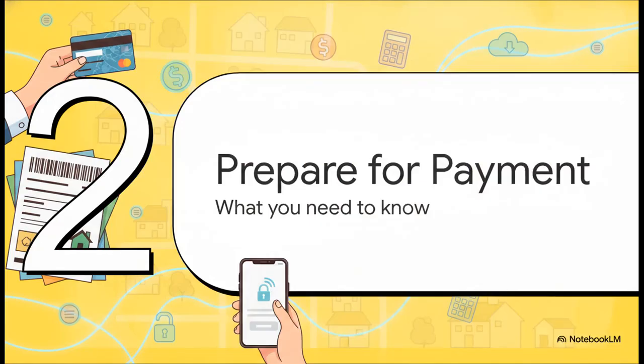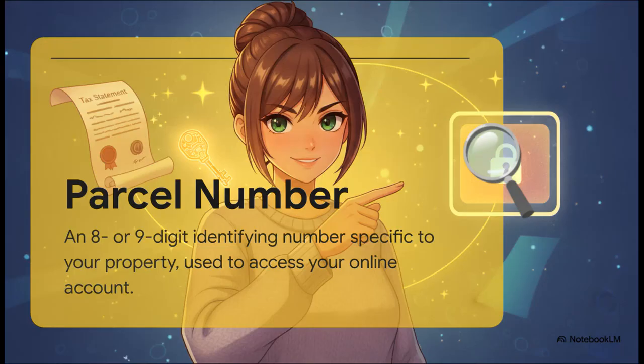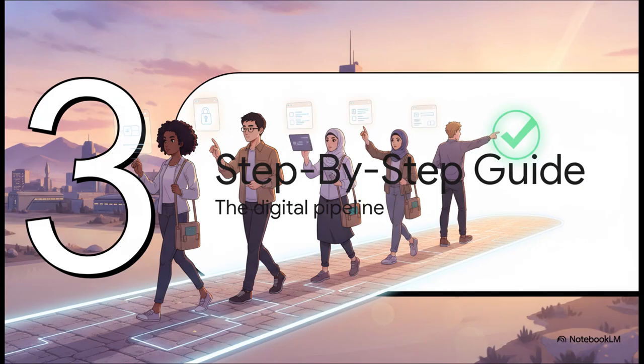Moving right along to Section 2, preparing for online payment and what you need before logging on. Now, before you even open a web browser, there is one vital piece of information you need, and that is your parcel number. Think of this as the ultimate key to unlocking your digital property profile. It's an 8 or 9-digit identifying number that is completely specific to your property. Where is it? Well, you can easily find this number printed right on the physical tax statement mailed to you by the county. You will absolutely need this parcel number to retrieve your active tax balance in the online portal, so definitely make sure you have it written down, or better yet, just have the bill sitting right next to you before you start.